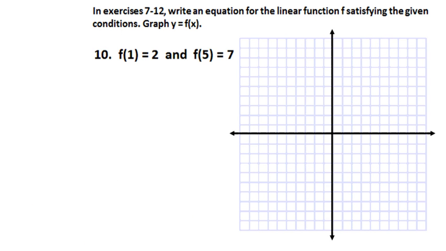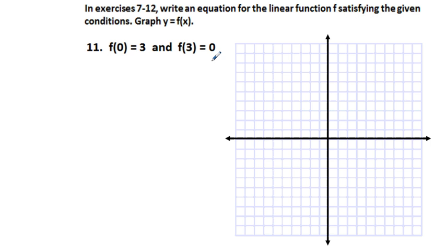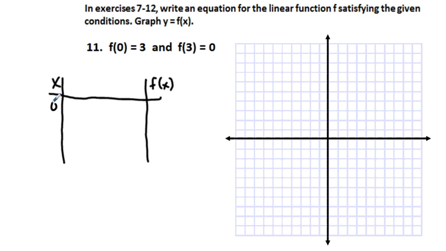Next, odd number problem 11. We have f of 0 equals 3 and f of 3 equals 0. So we go to our 3-column process chart again. Something tells me this one's going to be a quicker one. Okay, we have x, we have f of x. Okay, f of 0 equals 3, and f of 3 equals 0. We have 0 minus 3 is negative 3, and 3 minus 0 is 3. So m, our slope, is negative 3 over 3, which equals negative 1.